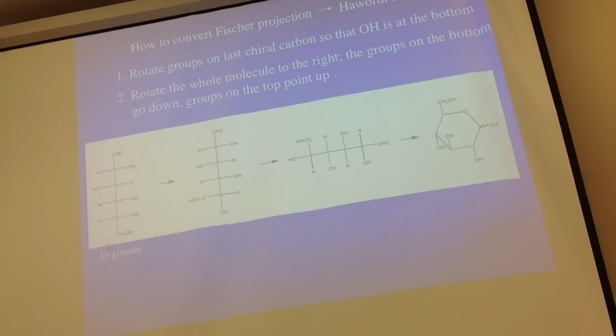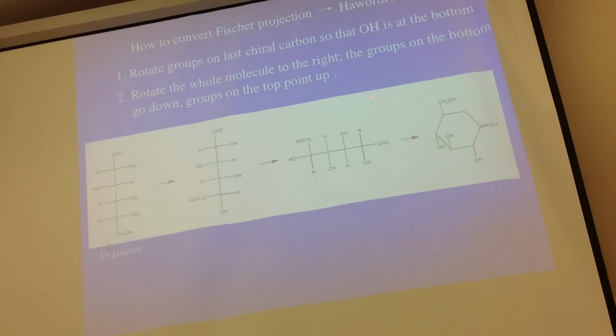Rotate all the groups so that the OH is at the bottom. So there I did a rotation. OH is at the bottom. Drop the thing sideways to the right. And then take that OH and loop it around here to form a 6-membered ring. By convention, the oxygen in the ring is always in the upper right-hand side, and to do anything else will be a little bit weird.